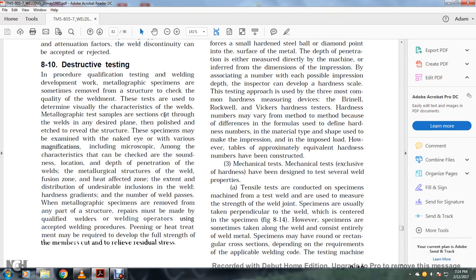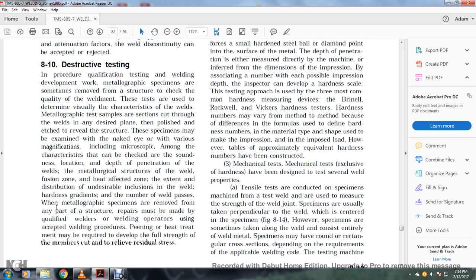Metallographic testing samples are sectioned with a cut through the weld in the desired plane, with the polished edge revealing the structure of the specimen. It may be examined with the naked eye or with various magnifications, including a microscope. Among the characteristics that can be checked are soundness, dislocation, depth of penetration of the weld, metallurgical structure of the weld, fusion zone, heat-affected zone, the extent of distortion, undesirable inclusions within the weld, hardness gradients, and the number of weld passes.